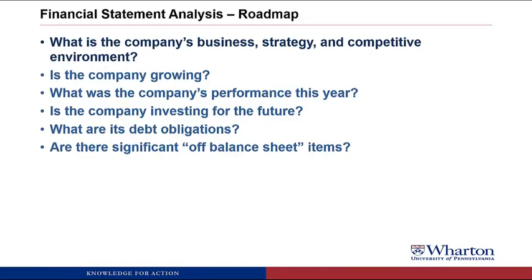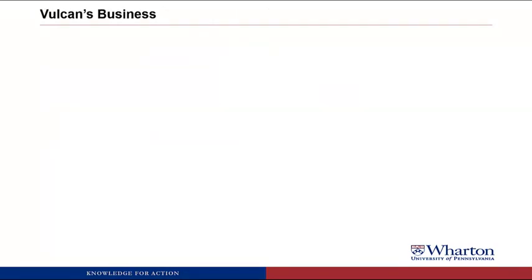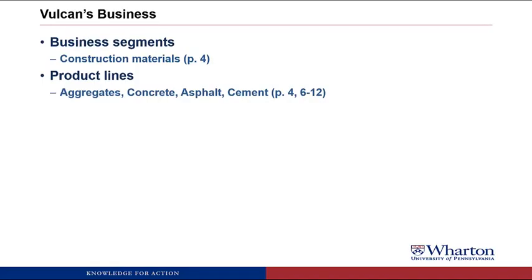Okay, so yeah, getting back to the roadmap, the first thing we're going to look at is the company's business strategy and competitive environment. So we want to find out about their business segments, and in a second I'll show you in the report that it's pretty much all construction materials. It's the only segment that they're selling to. And their product lines are aggregates, concrete, asphalt, and cement. So let me flip over to the report and we can take a look at where this comes from.